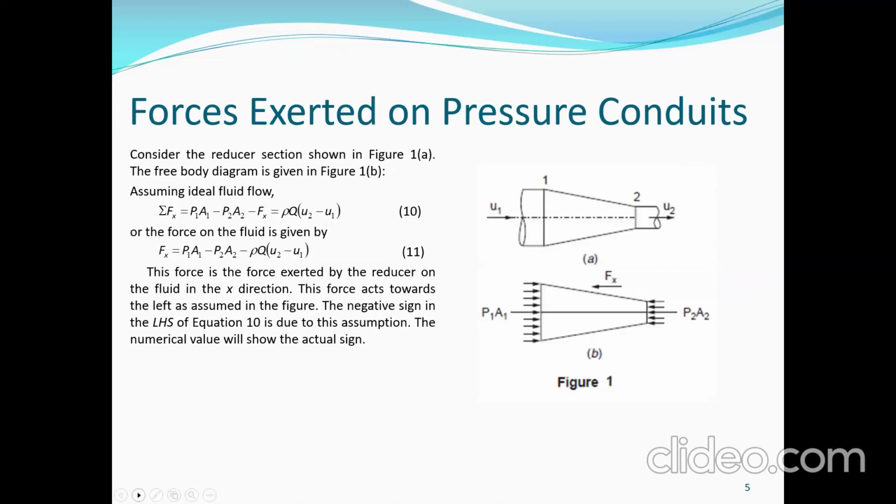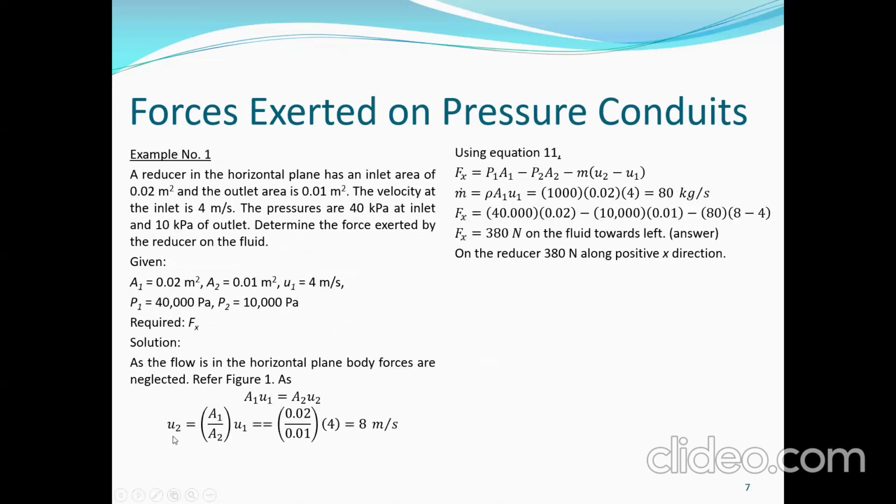Tandaan niya. Screenshot. A reducer on the horizontal plane has an inlet area of 0.02 meters squared and the outlet area is 0.01 meters squared. The velocity at the inlet is 4 meters per second. The pressures are 40 kilopascal at inlet and 10 kilopascal at outlet. So, determine the force exerted by the reducer on the fluid.